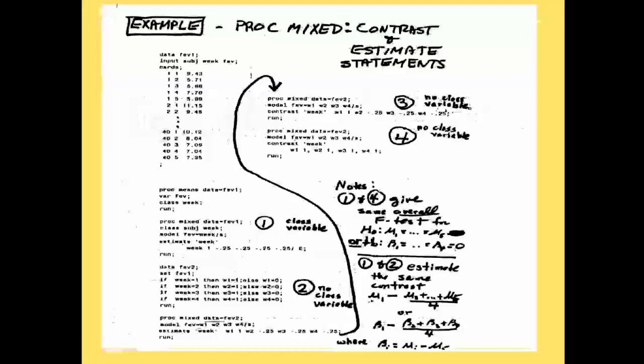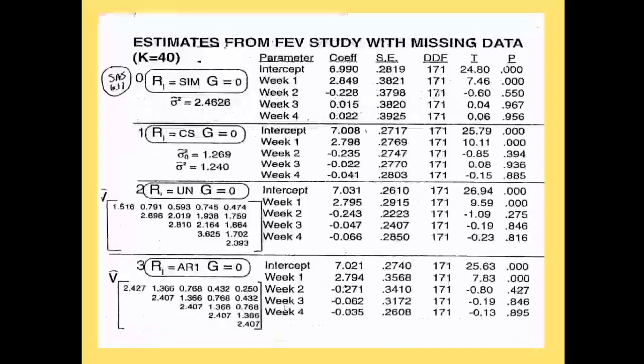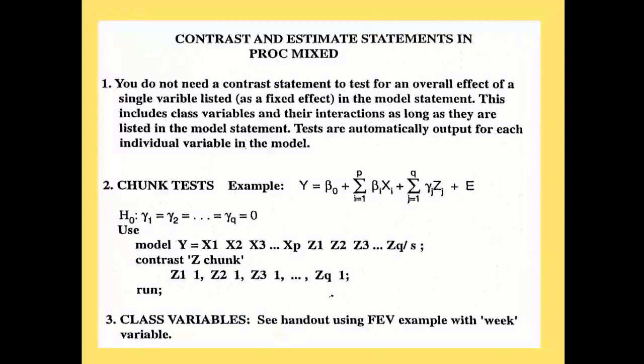The next example, the main example, was a shoulder flexion example, which was the thing I was going to talk about. But before we do that, this is what I'm going to do in the next few minutes here, and I'm not going to finish it. Let's talk about contrast and estimate statements for PROC MIXED. How do you do these tests? How do you get these estimates? Okay. Now, I've got some statements over here, and I've got to walk you through this.